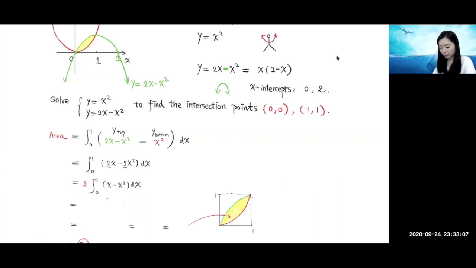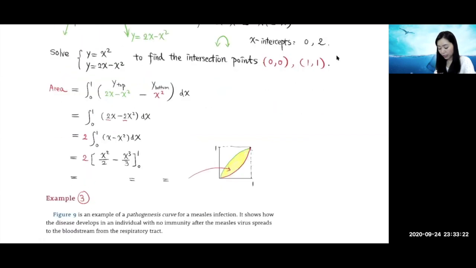Now we find the antiderivative. The antiderivative of x is x squared over 2. The antiderivative of x squared is x cubed over 3. Now, when we do the calculation here, this is going to be 1/3. So you see this area over here is equal to 1/3.